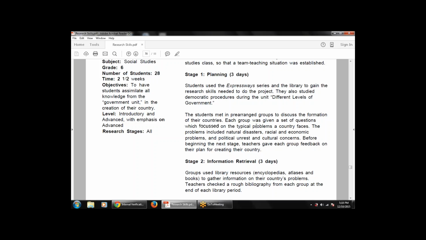Every group has a different set of questions focused on different phases of the problems. The problems include natural disasters, racial and economic problems, political unrest, and cultural concerns. Before beginning the next day, the teacher should give each group feedback on their plan for their country, and on the activities used for the Expressway activity.